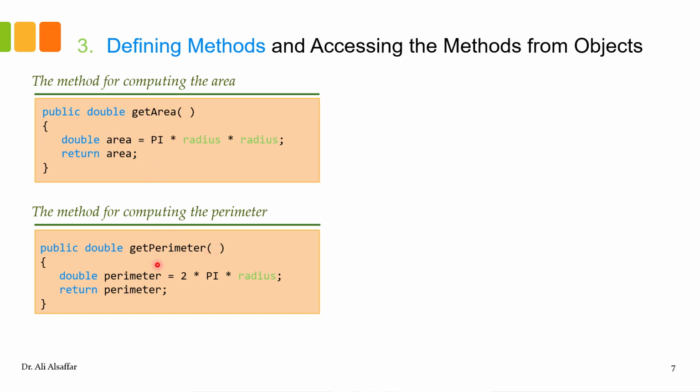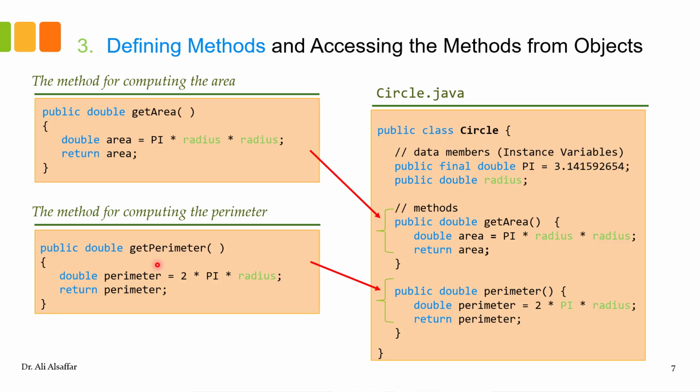After you define these two methods, then you have to include them inside the circle definition that we have defined earlier. Earlier we defined circle with two public data members, one for pi and one for radius, and two public methods, one for computing the area and one for computing the parameter. This is how we define methods, and now let me show you how to access the methods after we create an object from this class.